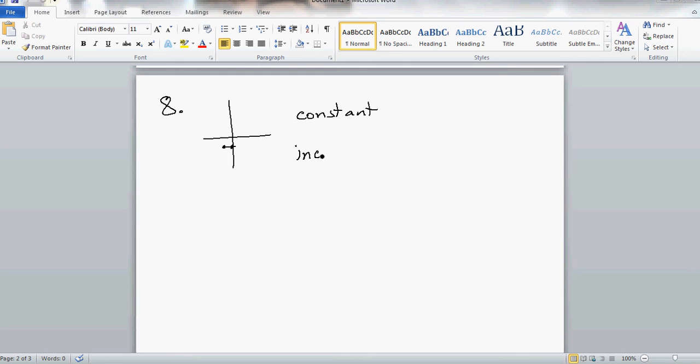So it will be increasing any place it's going up from left to right. Well, that appears to be occurring from negative pi over 2 all the way until pi over 2. Now it doesn't include the exact spot at negative pi over 2, because at negative pi over 2, it's doing nothing. It's not increasing, it's not decreasing, it's not constant. And likewise, it goes until pi over 2. So that's where it's increasing. It's going uphill.